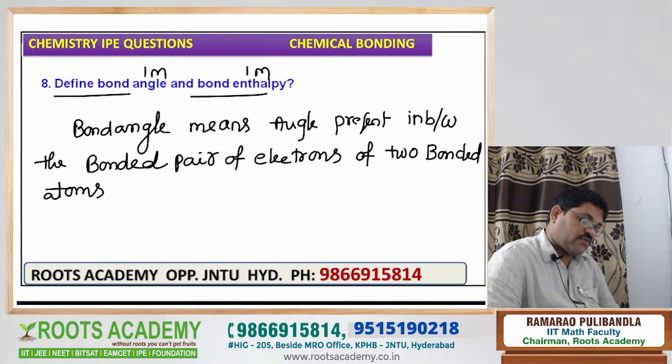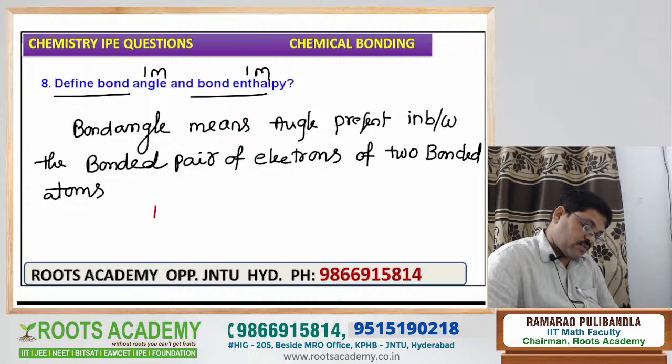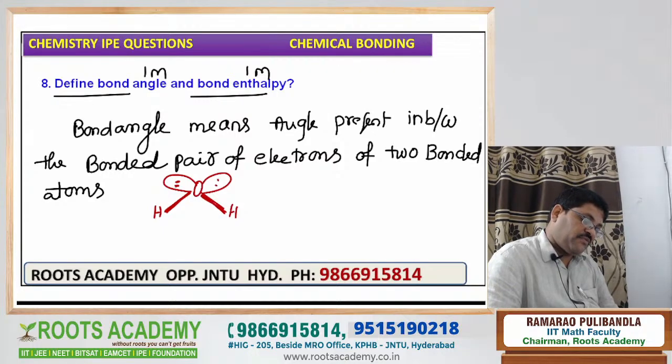Take one of the examples. Take the example of H2O. In the example of H2O, this oxygen has a what? A lone pair. This oxygen has a lone pair. So these are bonded atoms. In between the bonded atoms, what is the bond angle here? The bond angle is 104 degrees 5 minutes like that.